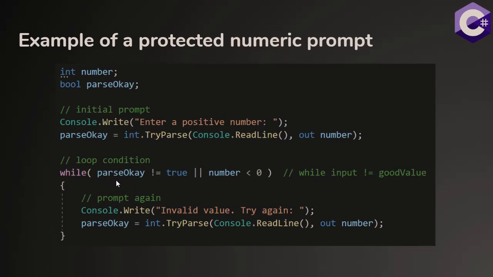So I said, while parseOK is not equal to true, or while the number that is entered is less than 0, if either of these two conditions is true, that means the input was not good. Then what am I going to do inside the while loop? I'm going to prompt again. We're just repeating our initial prompt, but maybe with a little different wording, so the user knows that they made a mistake on the first try. All right, so this entire code block is an example of a protected numeric prompt.